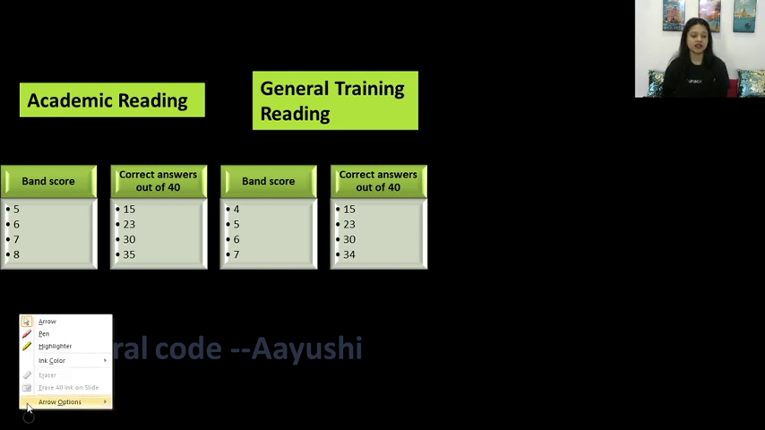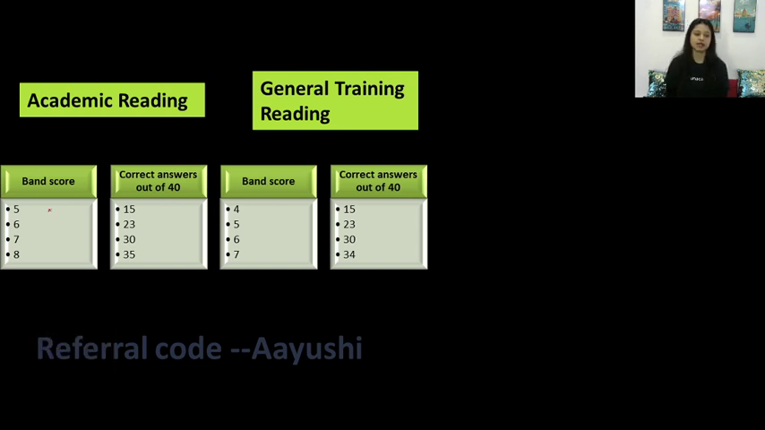This is your marking criteria. Just a quick look. If you're giving the academic exam for band 8, you have to do 35 questions correctly. If you're doing the general training exam for band 7, you have to do 34 questions correctly. For band 8, you have to do 37 questions correctly.